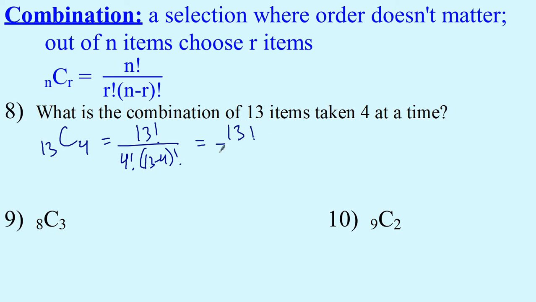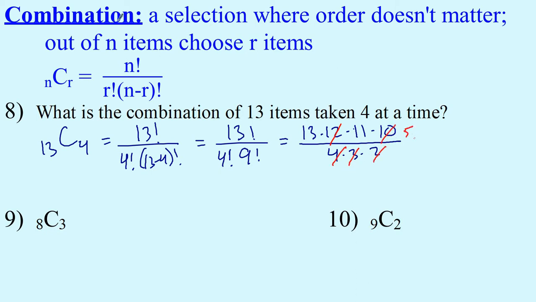So we get 13 over 4 times 9. The 13 and the 9, that cancels. A lot of good stuff. Then we're left with just 4, 3, and 2. So let's see. I'm going to go ahead and cancel out the 12s and make that a 5. So 13 times 11 times 5, we get 715.